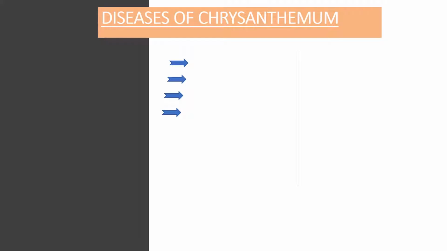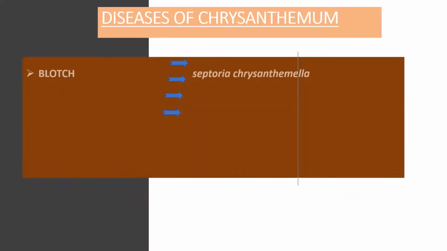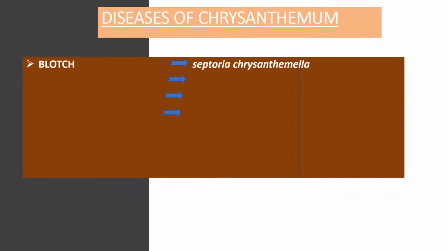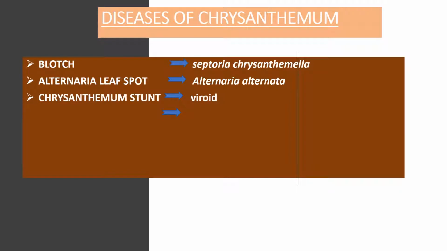Next up is the diseases of chrysanthemum. The first disease is the blotch disease caused by Septoria chrysanthemella. Second is Alternaria leaf spot caused by Alternaria alternata. Third is chrysanthemum stunt, a viroid disease, and next is wilt caused by Fusarium oxysporum f. sp. chrysanthemi.